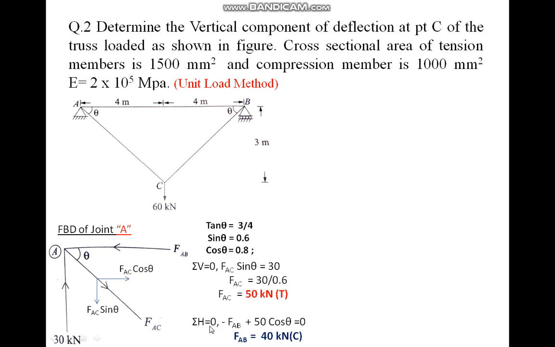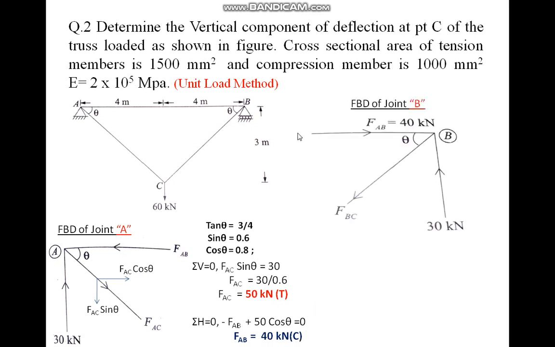Summation of H equals 0. Resolving forces in the horizontal direction: FAB is toward the left side, minus FAC cos theta toward the right side. FAC you already know, 50, and cos theta is 0.8. Multiplying, you get FAB as 40 kilonewton. Here the arrow direction was assumed towards the point, so it is called compression. Write compression here.